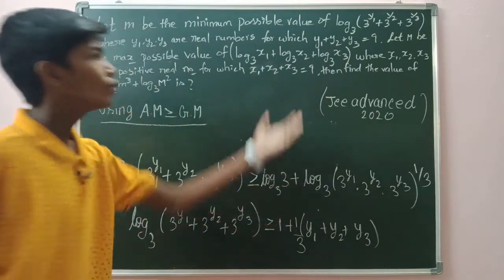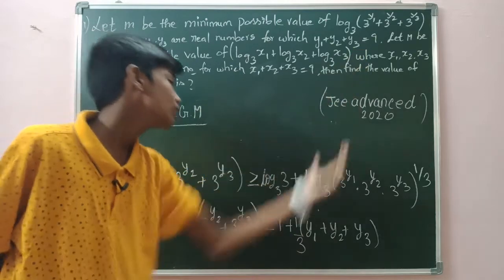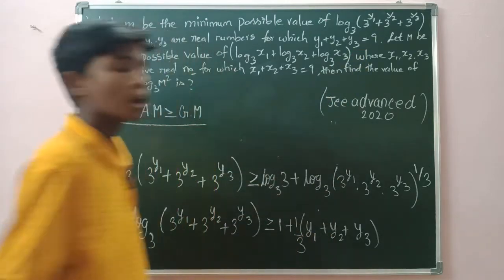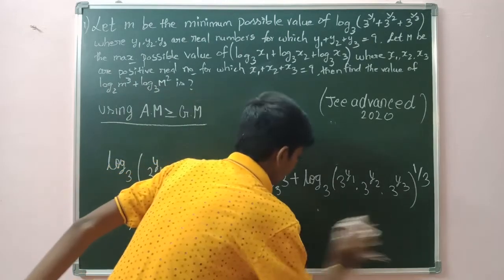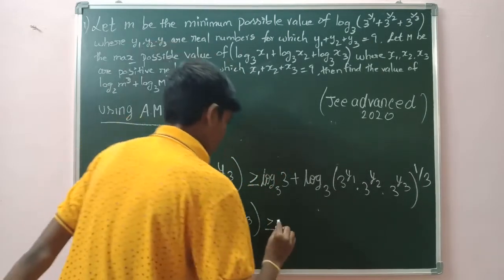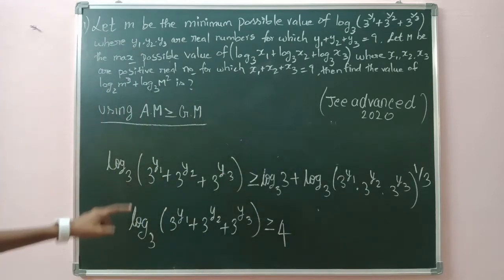Okay. Now, do we know the value of y1 plus y2 plus y3? Of course, yes. That is your 9. So 1 by 3 into 9 will be what? 1 by 3 into 9 will be 3. So 3 plus 1 will be 4. So hence I found that log to the base 3 of (3 power y1 plus 3 power y2 plus 3 power y3) will be greater than or equal to 4. Correct now?